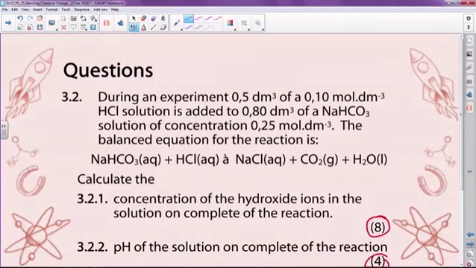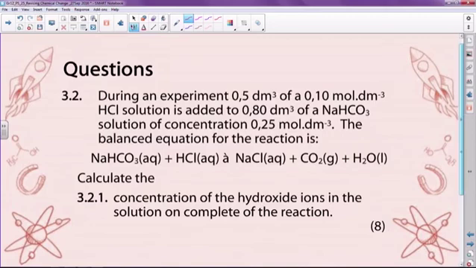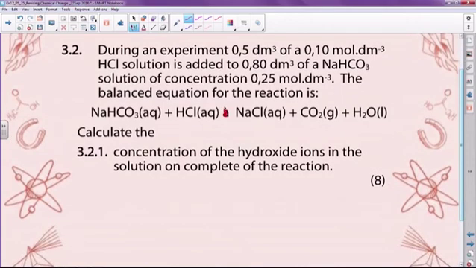What I'm going to do is work through these ones with you, just because we don't have enough time for me to let you work through them on your own. But that's okay. Now it says, during an experiment, 0.5 decimeters cubed of 0.1 mole solution of HCl is added to 0.8 decimeters cubed of a sodium hydrogen carbonate solution with a concentration of 0.25. They give you the balanced equation, and then they want to know the concentration of the hydroxide ions. This really isn't as difficult as it sounds. There's a trick to it though.